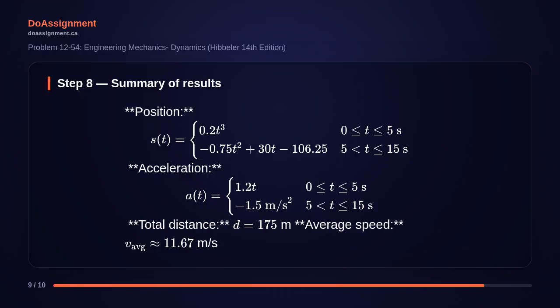Here is the complete summary. Position equals 0.2 t cubed for the first interval and negative 0.75 t squared plus 30t minus 106.25 for the second. Acceleration equals 1.2 t in the first interval and negative 1.5 meters per second squared in the second. The total distance traveled over 15 seconds is 175 meters, and the average speed is approximately 11.67 meters per second.